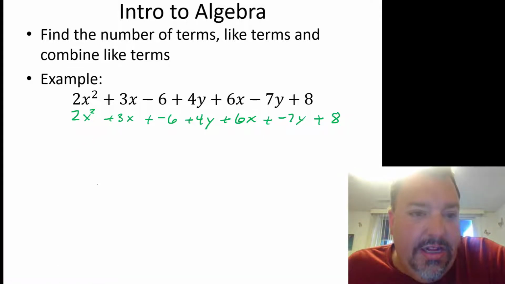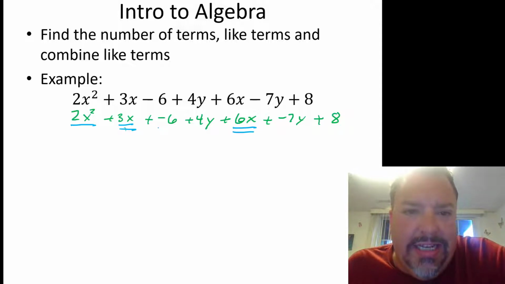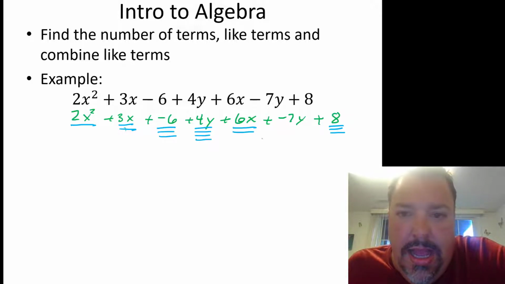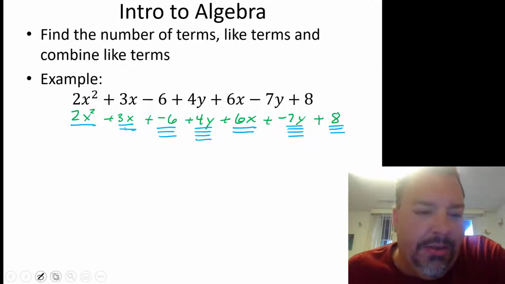And let me get a different color here. So we've got a 2x squared. I'll underline that once. There's no other x squareds with it. We've got 3x, and we can combine that. That's like terms with the 6x. I'm going to underline those twice. We've got a constant of negative 6, and another constant over here of 8. And then we've got 4y, and we've got negative 7y. So this little underlining trick, or you could use different colors, will help you to figure out which terms are like terms and which ones we can put together.